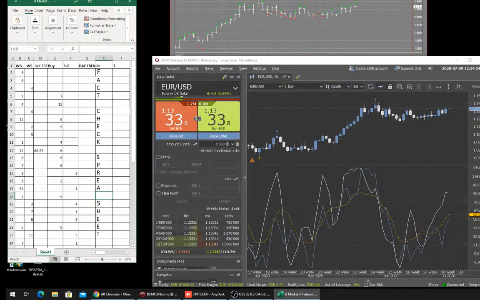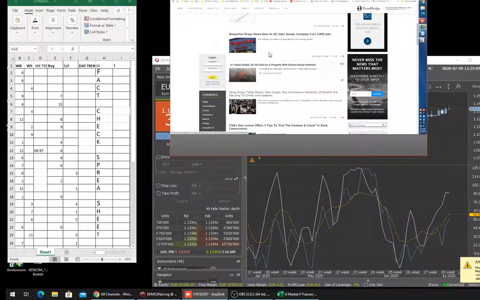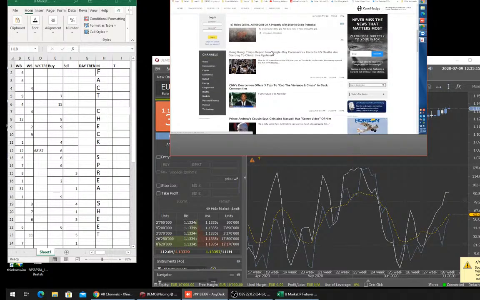I want to just do that because I was looking at Zero Hedge, and it is the summertime, so we've got a lot of, let's minimize that, a lot of dead action. And so you can see here the headlines. Walgreens, 47 holes drilled, hit gold on a property with district. Okay, that's whatever that is. It says here, Hong Kong. We'll go after that one too.